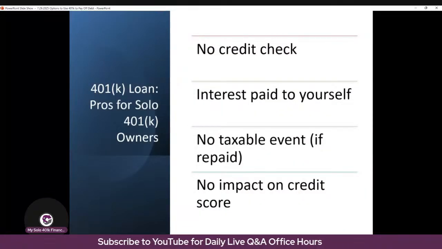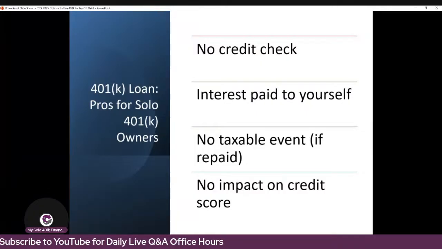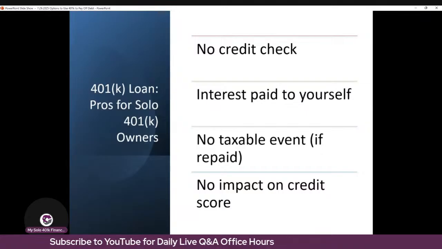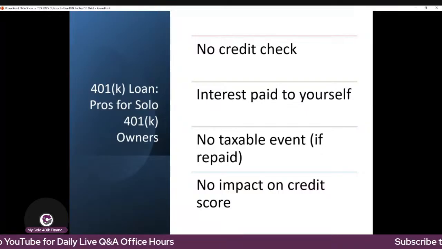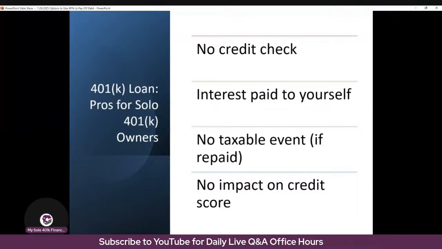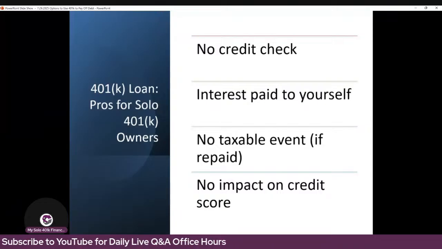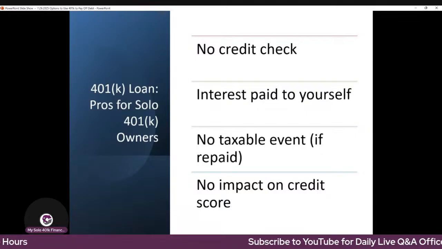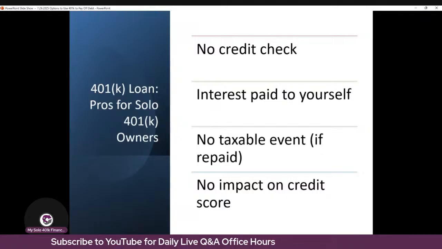What are some of the pros of taking a 401k loan? Based on experience and client feedback, no credit check. So when you take a 401k loan, it's not like you're going to a bank to get a loan where they're going to run your credit. You're borrowing from yourself. There's no credit check. Likewise, you're not paying the loan back to a third party like a bank. You're paying it back to your 401k. You could think of it that you're paying it back to your future self. As I mentioned, if it's properly structured as a loan within the loan terms and paid back according to those terms, it's not subject to taxes or penalties, even though you are withdrawing money from your 401k.